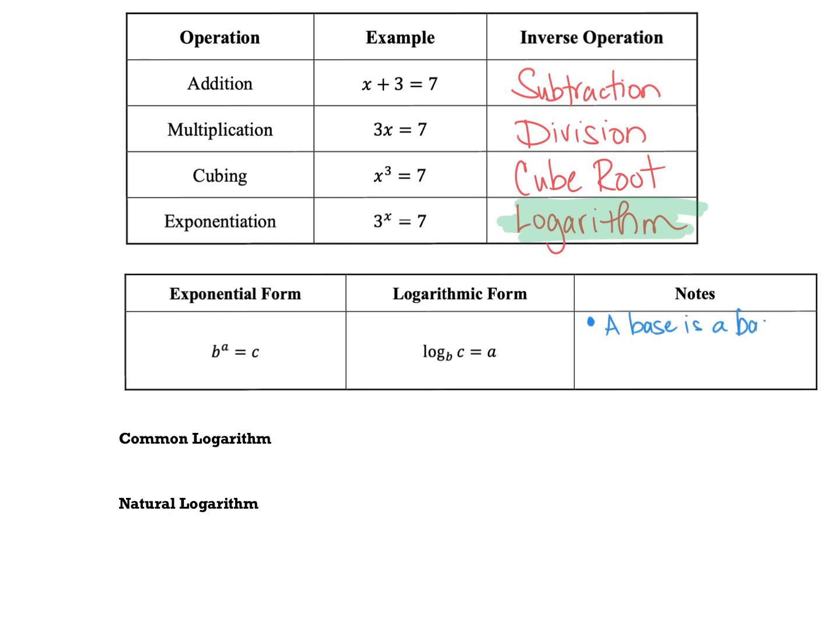If it's the base of your logarithm, it's the base of your exponential function, and vice versa. If it's the base of your exponential function, it is the base of your logarithm. Okay. And my personal favorite, logarithms equal exponents. So whatever the exponent is in your exponential expression, then that is what your logarithm is going to equal.